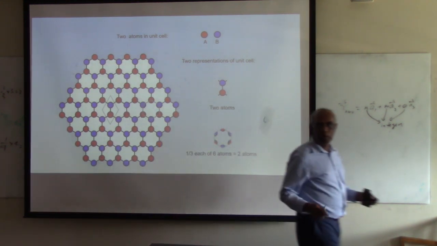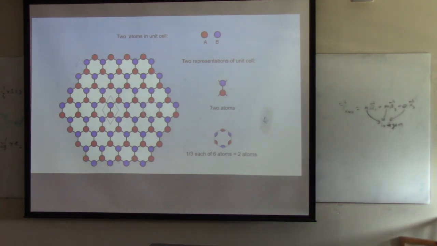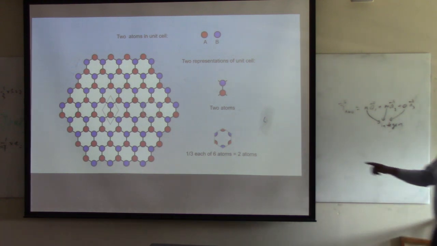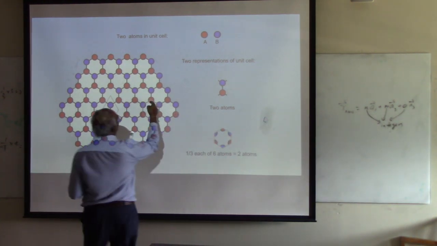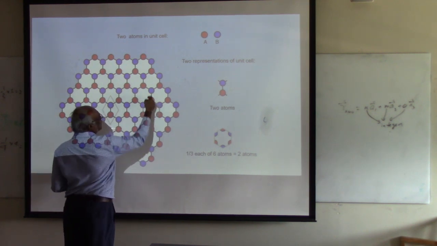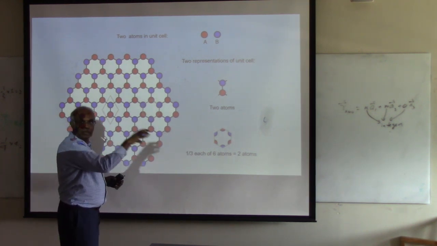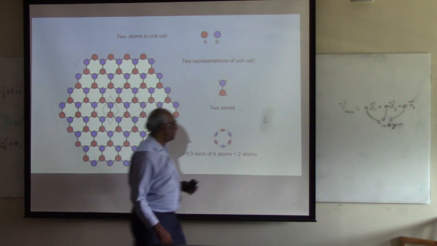You have to be careful how you count this. Here it actually shows it nicely, right? This is only 1/3 of this one because this one is shared by this one and this one. So that means it has only 1/3 for itself.